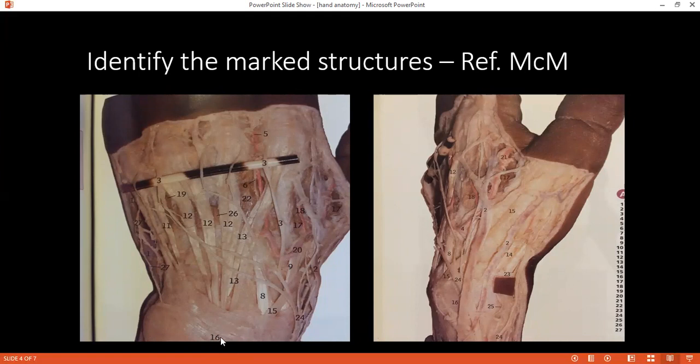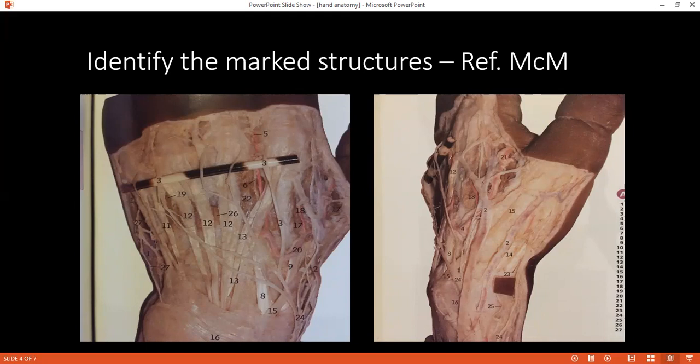Okay, number 16. Oh, yes, it is the extensor retinaculum. Please tell me the attachment of this retinaculum. Extensor, not flexor. It is attached to the styloid process of the radius laterally, and the styloid process of the ulna medially.